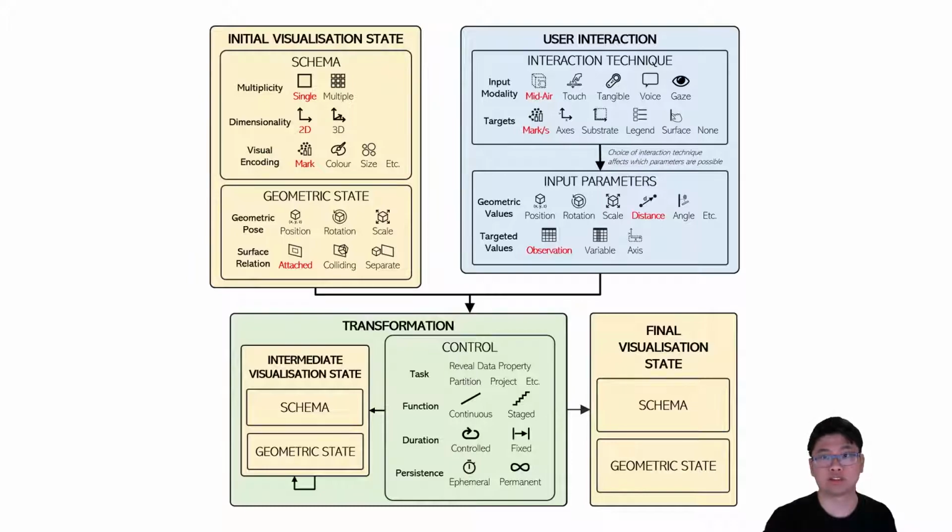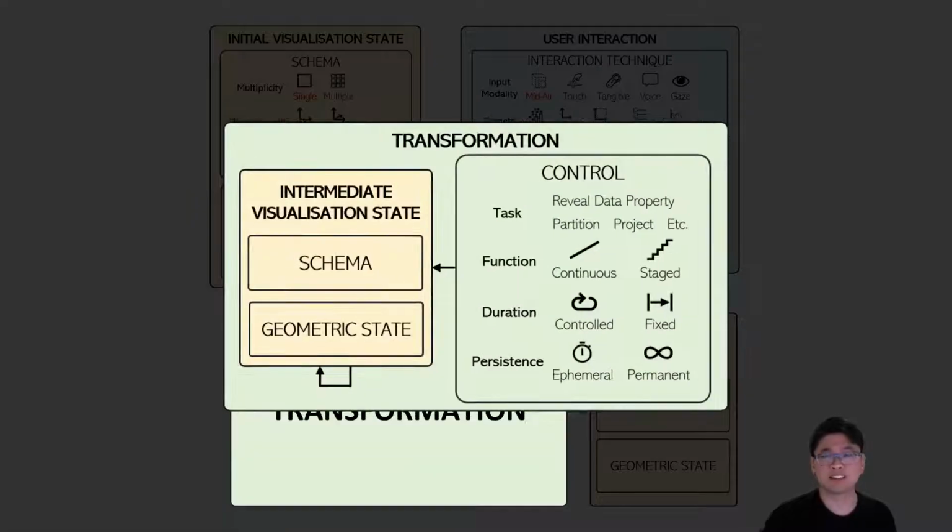Lastly, we consider how the transformation itself progresses, which progressively updates the visualization at intermediary stages. As there is an incredibly large variety of visualization and data types, we choose to take a high-level approach in order to generalize as best as possible. We consider several aspects here. First, the task that the transformation is intended to perform. In our example, it is to reveal a data property. Second, function denotes whether the transformation visually updates in a continuous or staged fashion. As we simply want to show a shortest path, we don't need to use any staging.